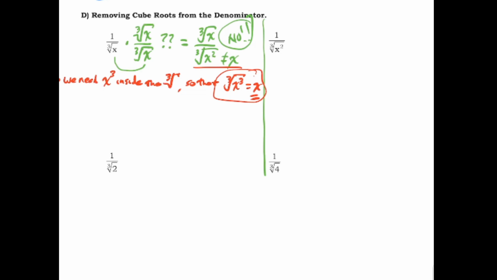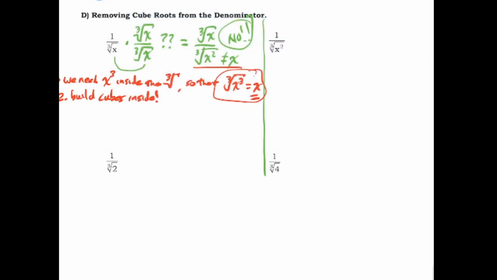If you have a cube inside of it, then you can get rid of the cube root. The cube root of x cubed is x. But if you don't have a cube inside of it, you're not going to be able to get rid of it. And the whole aim is to get rid of it. So you have to build a cube inside. I.e., build cubes inside. Cube meaning, again, exponent of 3.